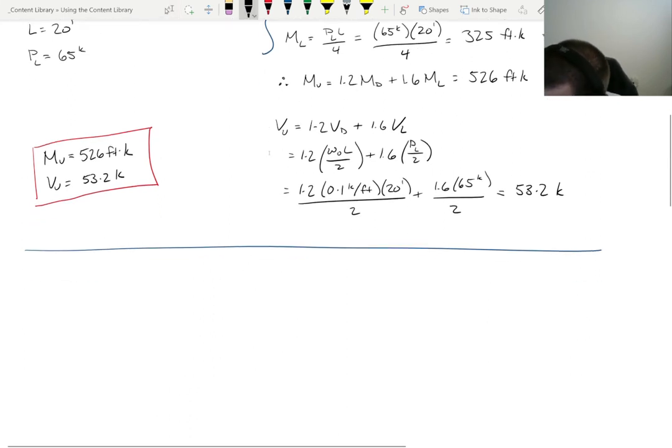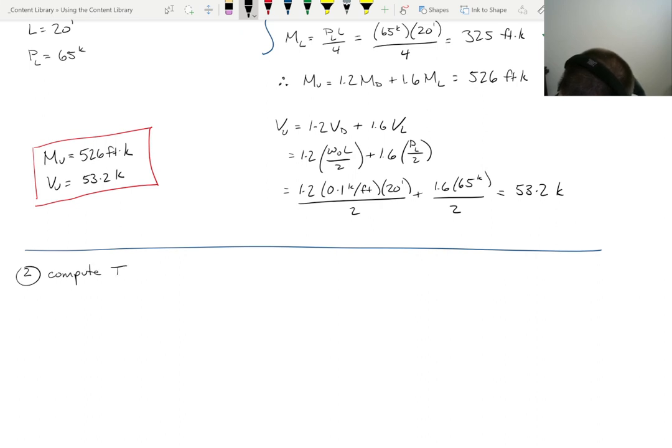Okay, next, just like before, I don't think this is really anything all that different. We're going to compute IX required. So again, there's a number of ways you can do this. What I'll do is say the live load deflection limit is L over 360 in this problem.